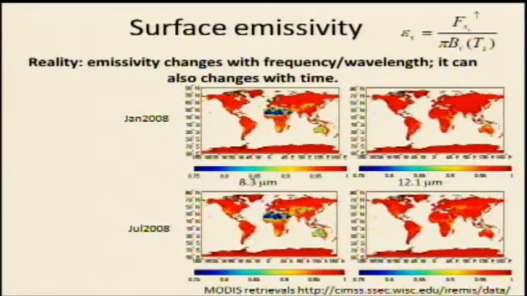For example, if you look at the Gobi Desert here and the associated neighbor area, you can see the change from January to July. And if you look at another frequency, for example, 12 micron, which is around 800 wave number, you can see you also have this seasonality. So for this January, it's almost all close to 1, but here you will see some is as low as 0.93. So in reality, this surface emissivity is not a constant, and it could change with time, location, and frequency.